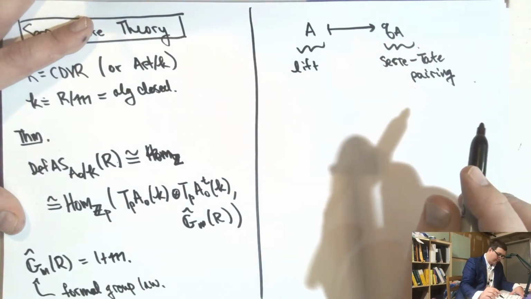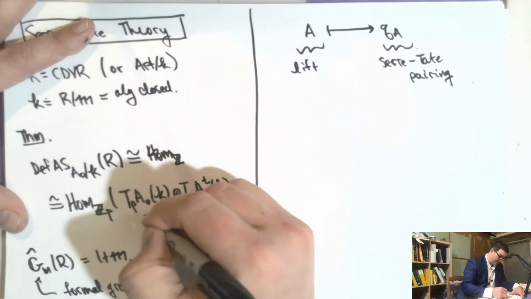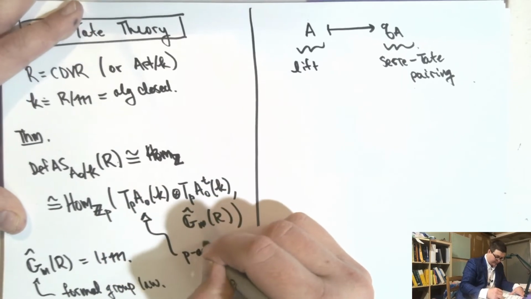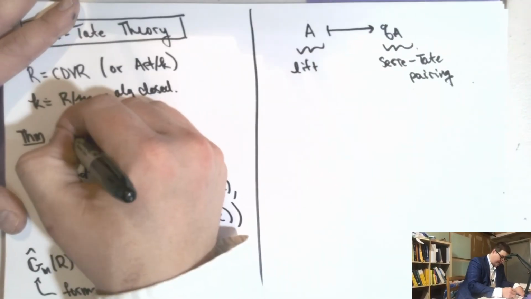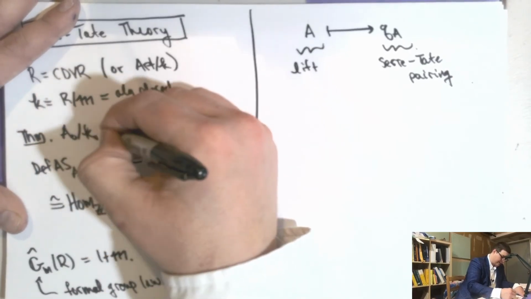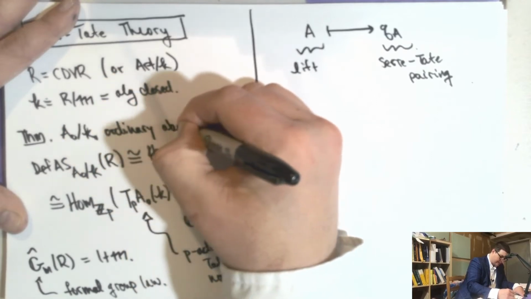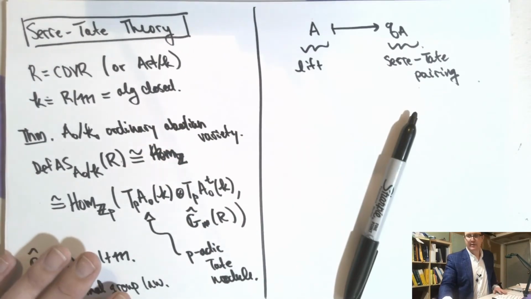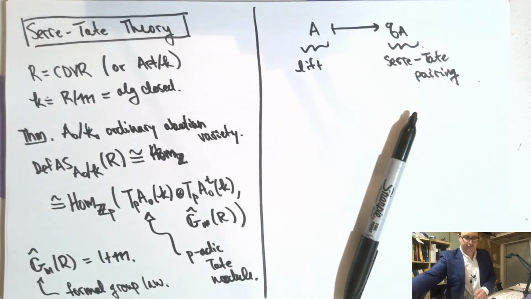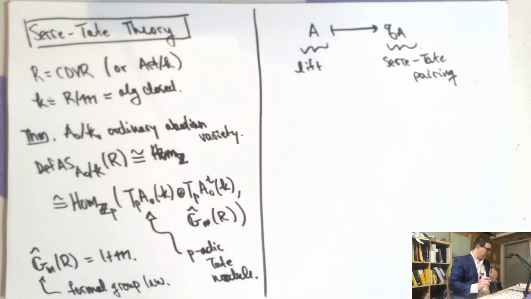And it's a pairing between, so here, this thing is the p-Tate module. Okay, and let me also remember to enforce that A_0 over K is an ordinary abelian variety. Okay, so let me write down some notes about what I need to talk about in the pre-talk.